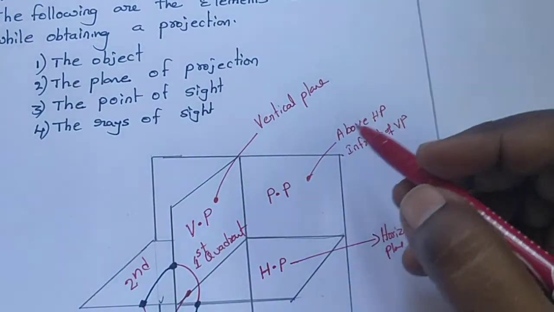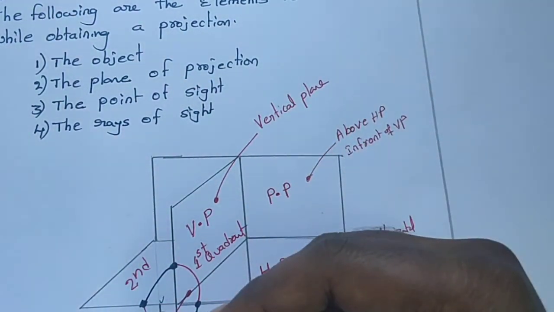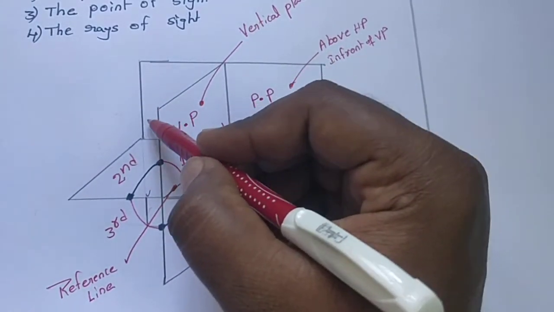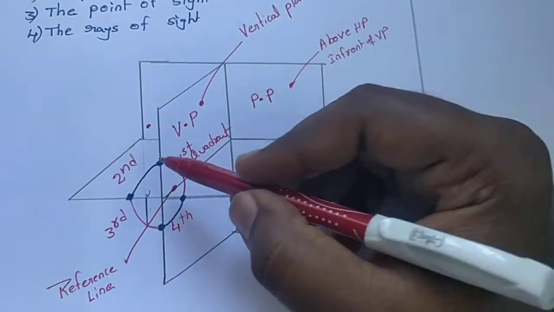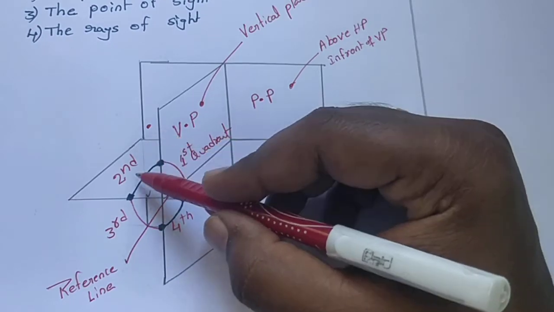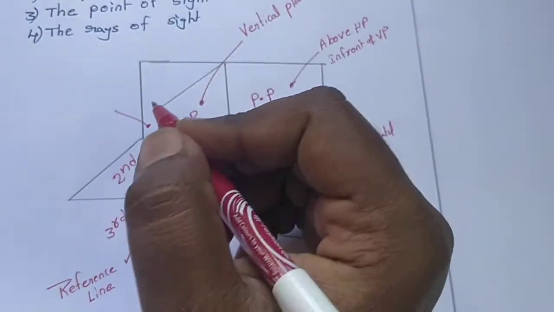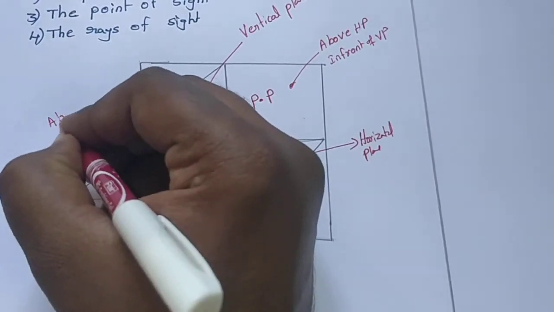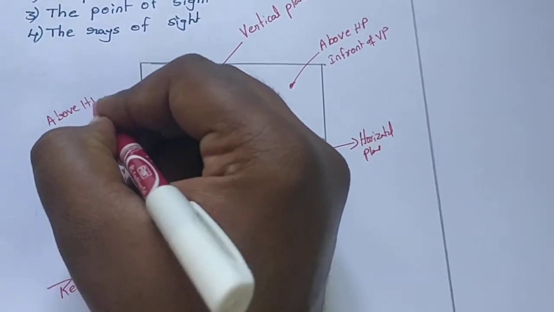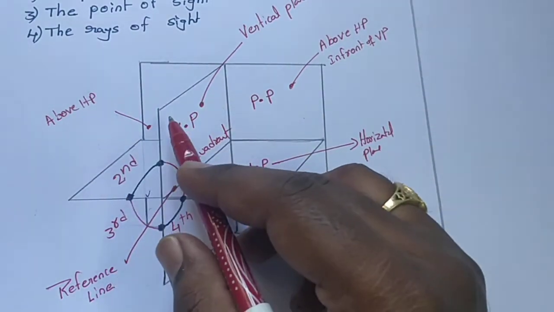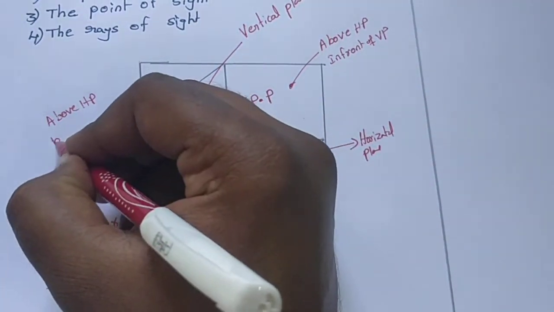Similarly, suppose an object is in the second quadrant. This object is above HP, and this object is behind VP.